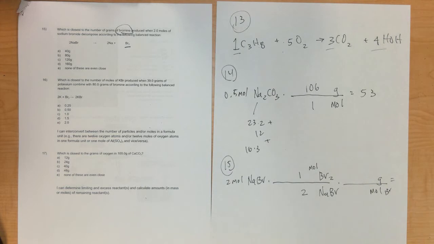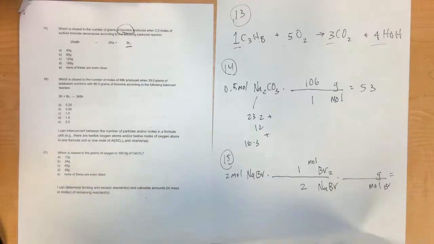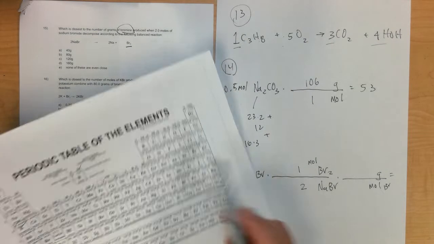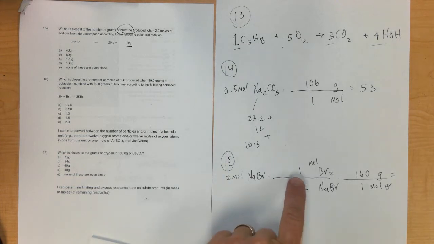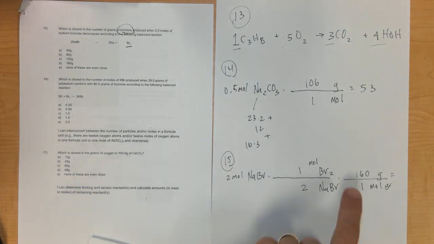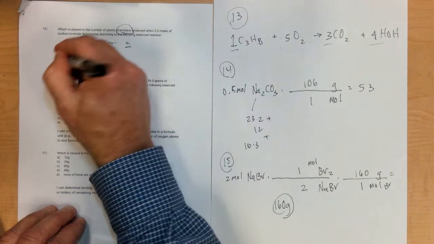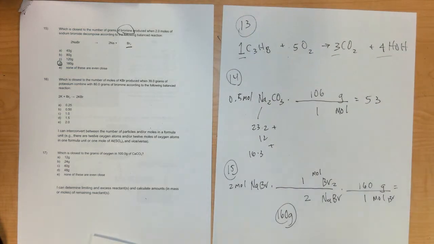And if you forgot how to do moles to grams, remember we're right here and we're going to grams. So molar mass goes on the top. Bromine is 80 times 2 is 160. So 2 times 1 divided by 2 is 1 times 160 is 160 grams, which is letter D. Number 16.